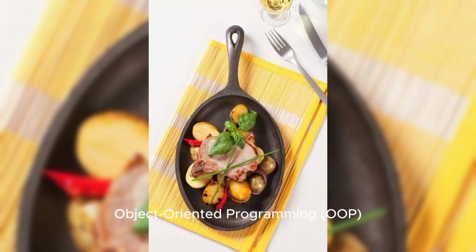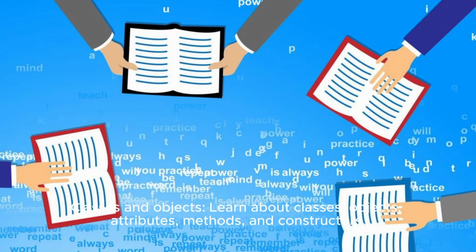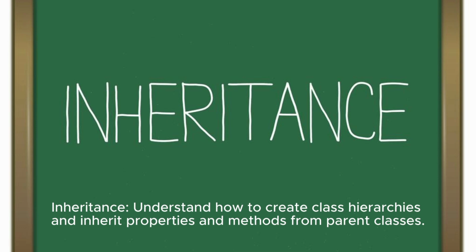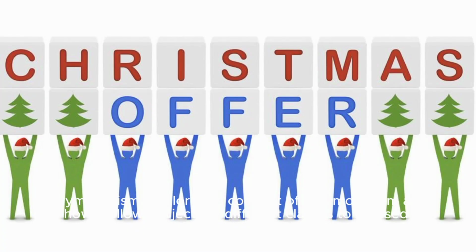Object-oriented programming. Classes and objects. Learn about classes, objects, attributes, methods, and constructors. Inheritance. Understand how to create class hierarchies and inherit properties and methods from parent classes. Polymorphism. Explore the concept of polymorphism and how it allows objects of different classes to be used interchangeably.